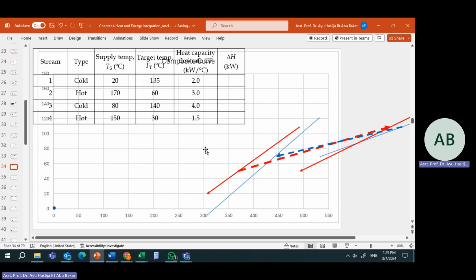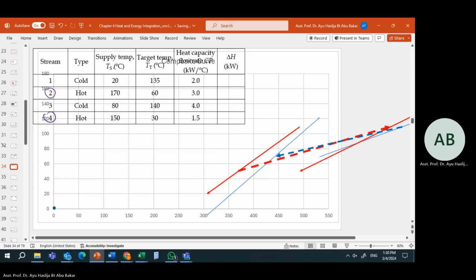You need to find out the coordinate. Hot, we start with the hot stream. Okay, hot stream. Now, you have two hot streams. Which one should you start first? Stream 2 and stream 4. Okay, we start with stream 4 because its temperature is lower than stream 2.